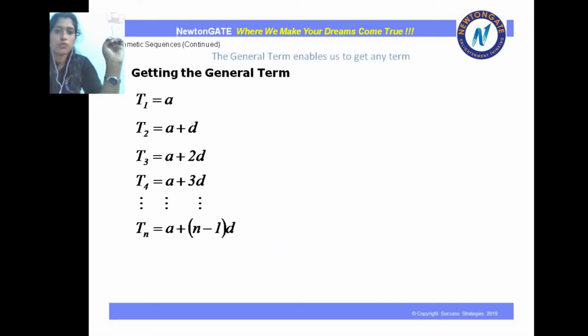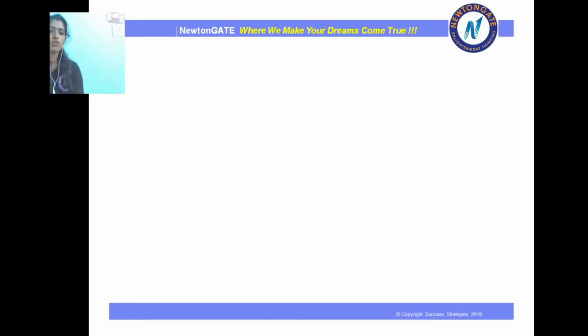So, let's move on. Finally, the general term enables us to get any term in a particular sequence. This formula is especially for arithmetic sequences. There are different types of sequences. This particular Tn will be helpful only for finding terms of arithmetic sequences, not any other kind. Okay. So, moving on.